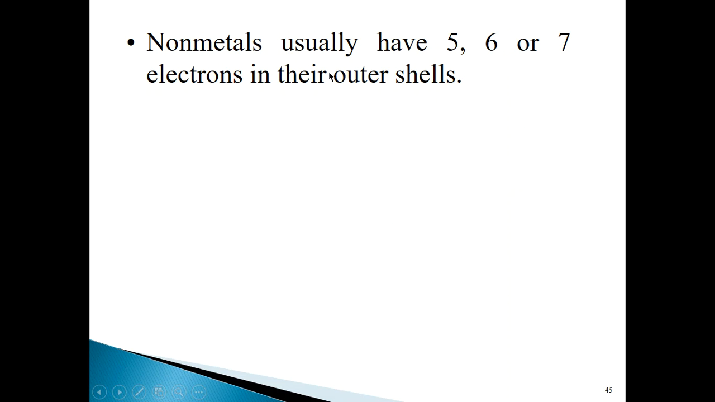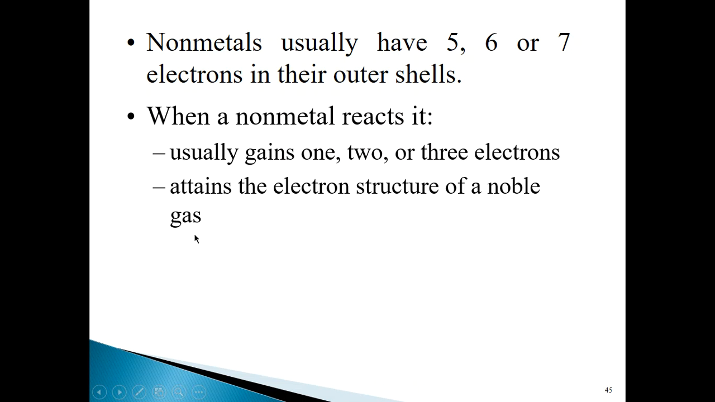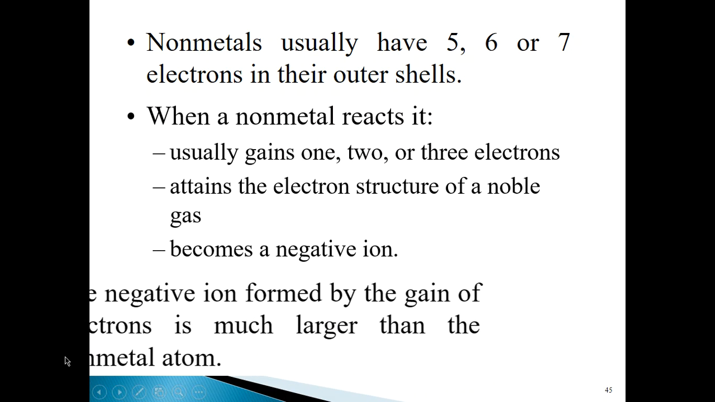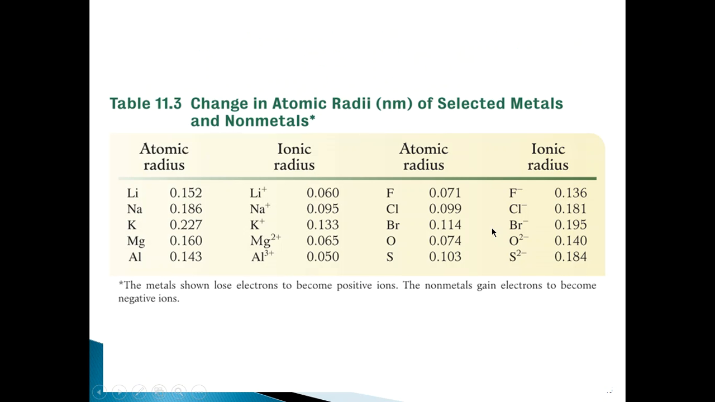Non-metals, on the other hand, tend to have 5, 6, or 7 electrons on their outer shell. So therefore, they will tend to gain electrons, again, gain 1, 2, or 3 electrons, depending on how many electrons they have in their outermost shell. The aim, of course, is to obtain 8 electrons in its outer shell, and as a result will form a negative ion. And as we described before, the anion, the negative ion that is formed, will be larger in size compared to the atom from which it is formed. All right?